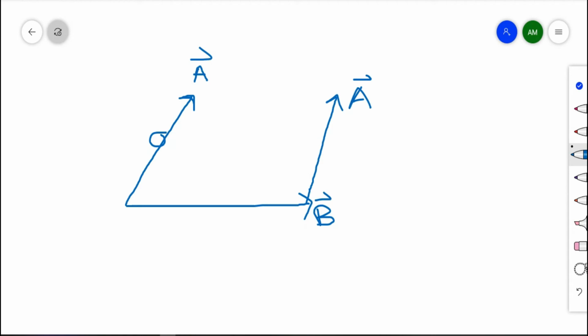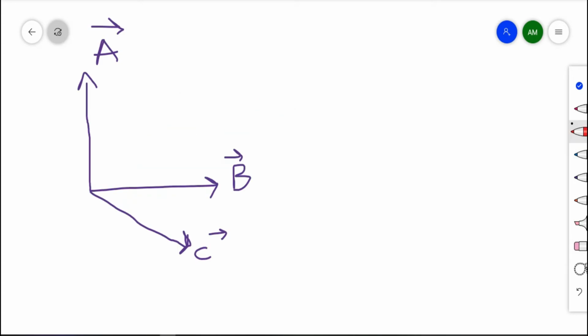Now, as you did in the parallelogram method, if you draw an imaginary line from the tail of the A and B intersection point to the tip of A, that would be the resultant, or simply the sum of A and B vectors. So you might wonder, what if I had three vectors drawn on the same plane? Pause for a moment and think, and leave your answers in the comment box below.